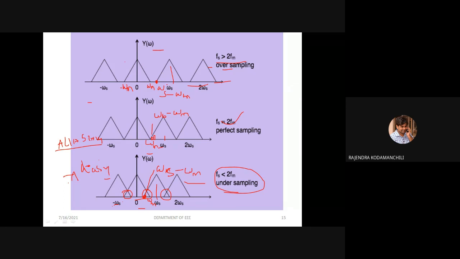In between waveform to waveform, we are using a low pass filter. There are two low pass filters: ideal low pass filter and practical low pass filter. Where are we using the ideal, and where the practical? I will try to sketch here. Ideal means it cuts sharply, at minus omega m to omega m, f equals 2fm. It cuts sharply, perfect sampling. That is the ideal low pass filter. Practical low pass filter means it will take some.